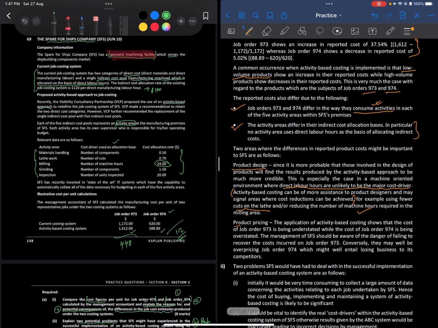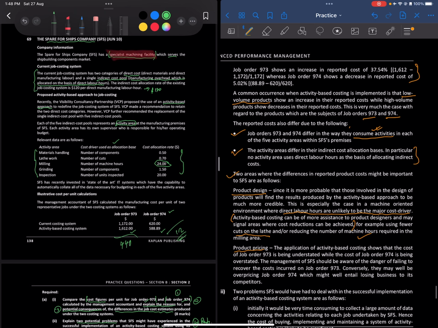And then for product pricing, all right, so what could be the consequences will be basically those things, right? We provided them with the reason over here. What was the reason? Basically, if they consume more activities, then it will be more, right? Basically if both the job orders could be consuming different activities, that's why they have a higher cost in that.